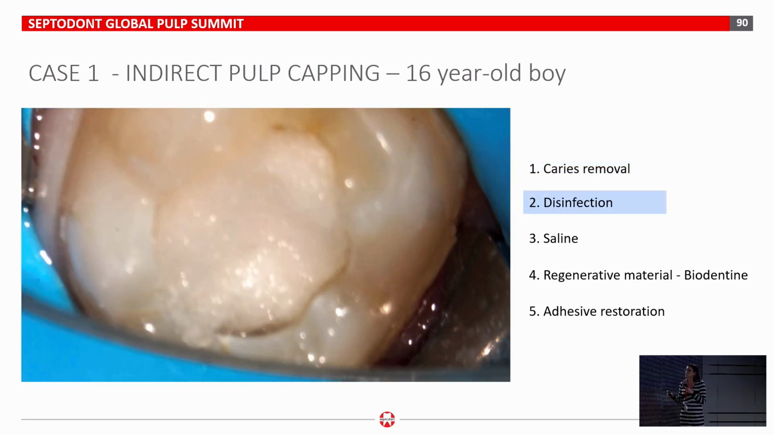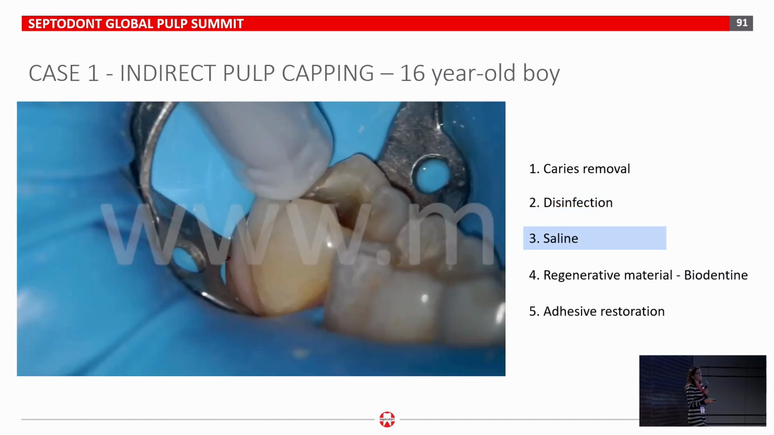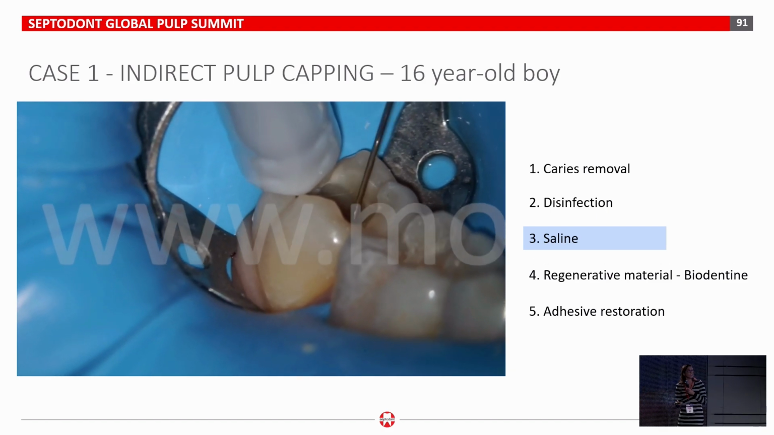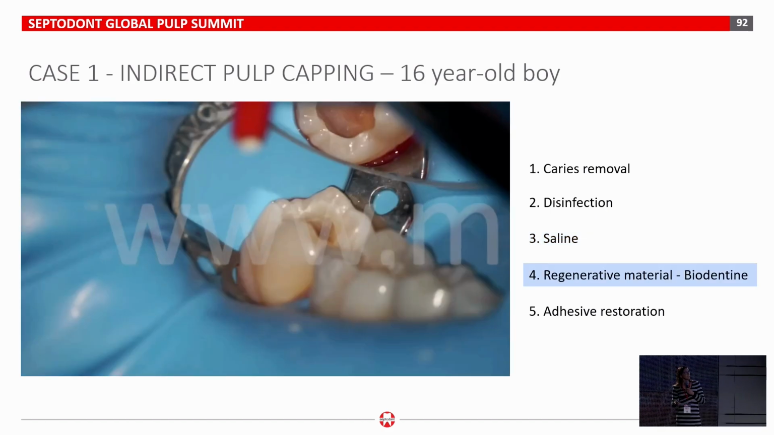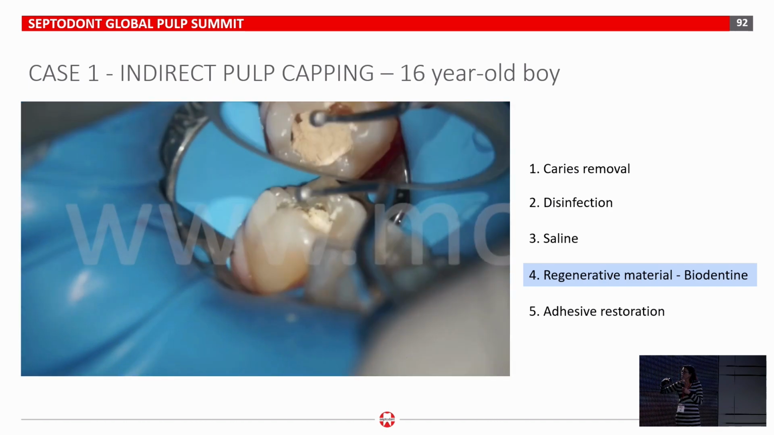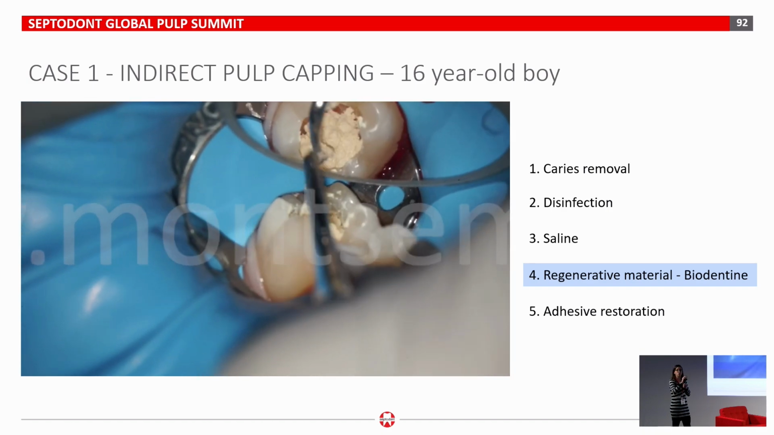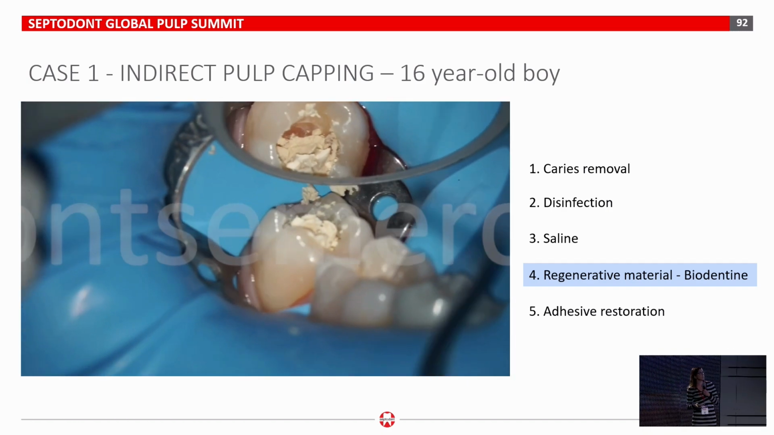Disinfection is optional. It's not optional, it's mandatory for direct pulp capping or pulpotomy, but for indirect, it's optional. You can do it or not with sodium hypochlorite or chlorhexidine. I like to do it because it's the same pattern in both cases. If you disinfect, you should rinse with saline after that. And the application of Biodentine in a bulk fill. You can leave the last 2 millimeters of space for your resin restoration.